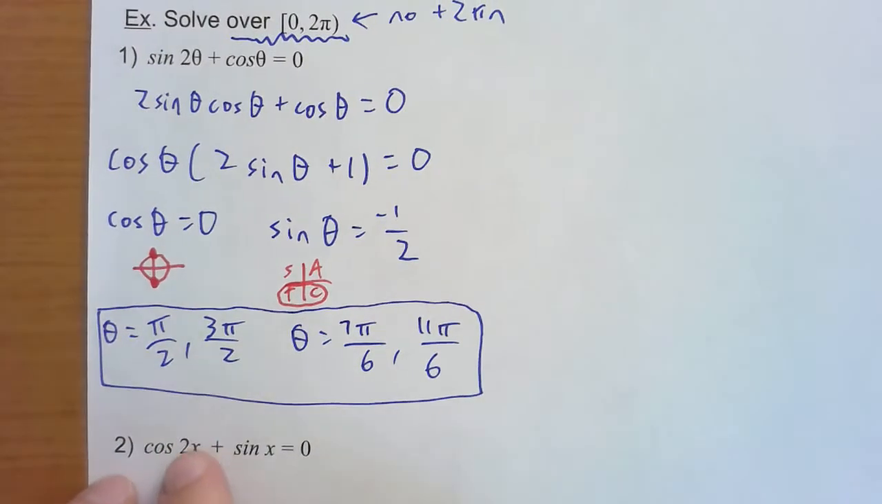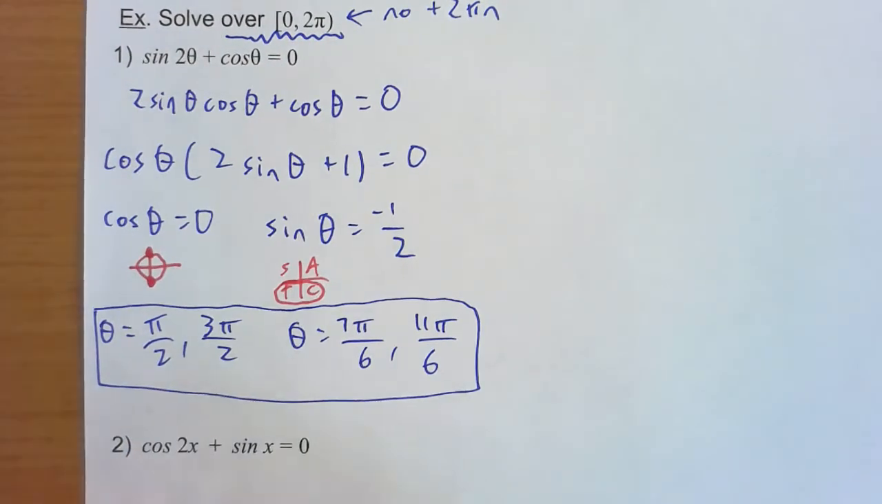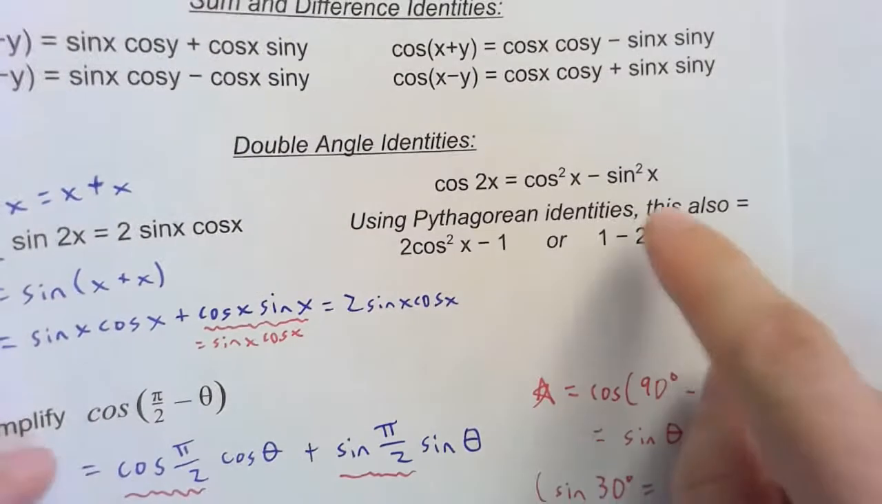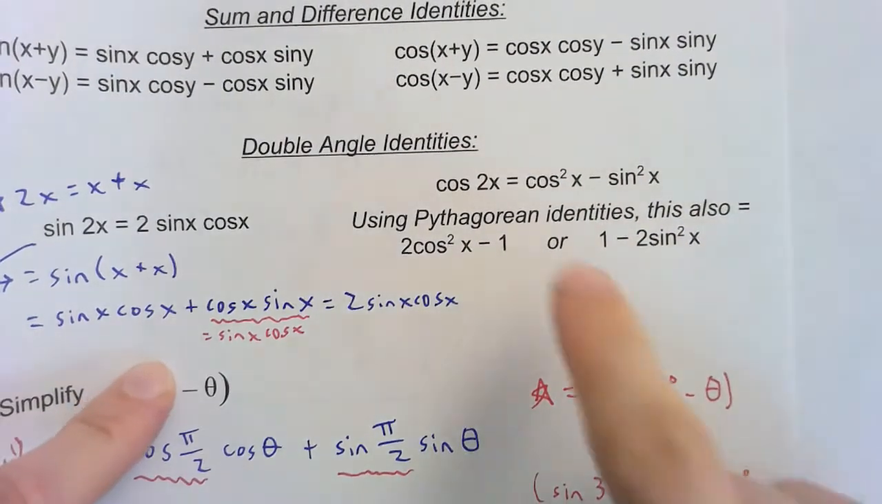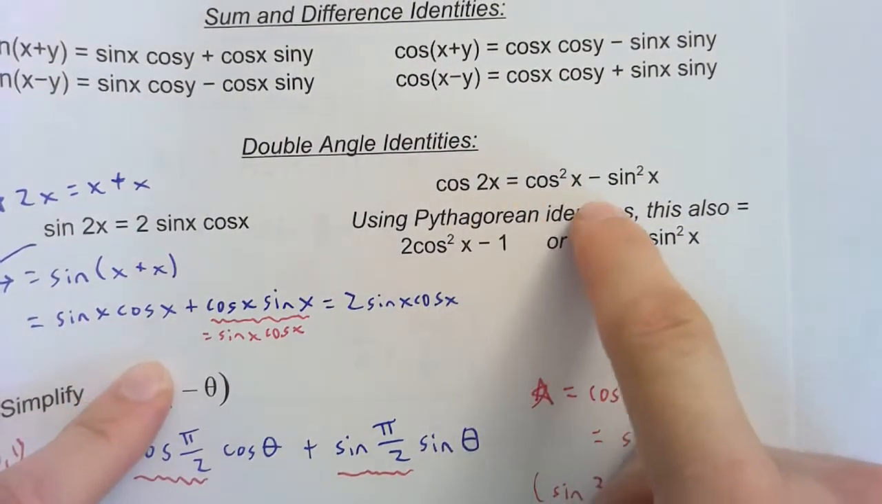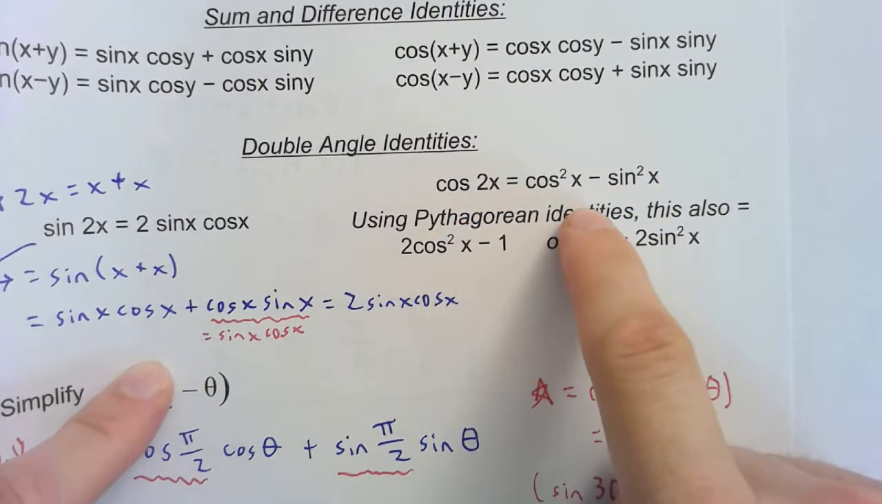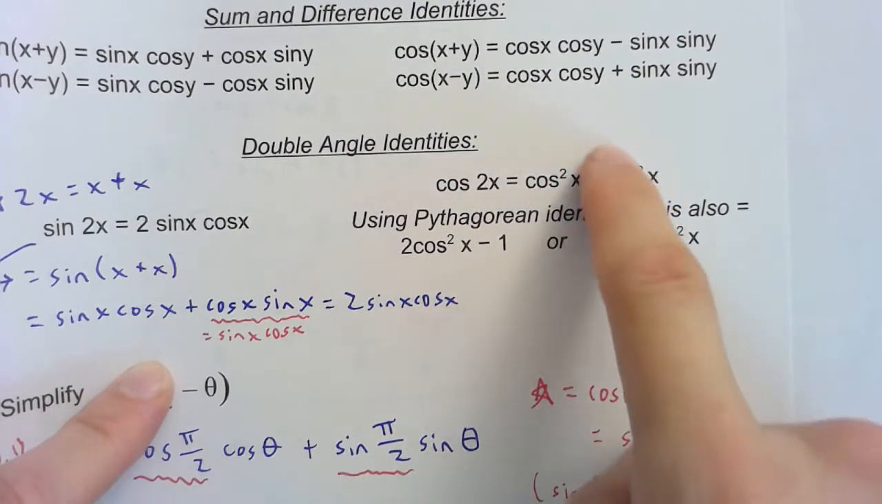So why don't you go ahead and try this second one here. You're just solving over 0 to 2 pi. Now we'll have a cosine 2x in there. And one thing to notice for cosine 2x, there were a few different options here. So it's kind of up to you whether you always want to use this first one. You could just always use this first one, and then sometimes you'd need to use some Pythagorean identities. Or you could say, hey, I'm going to know all three of these.